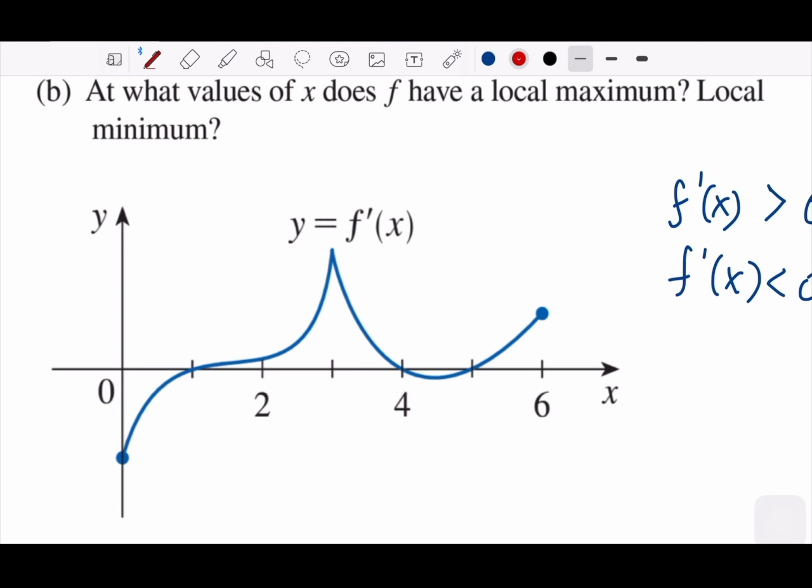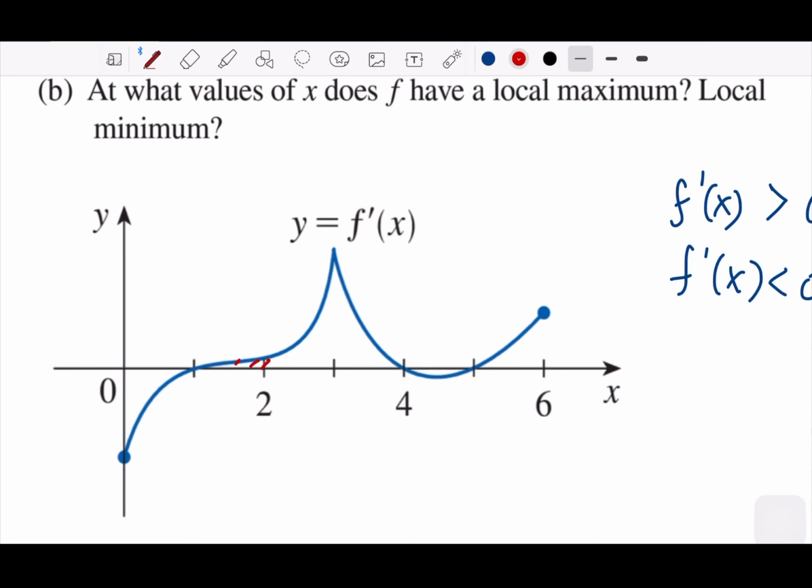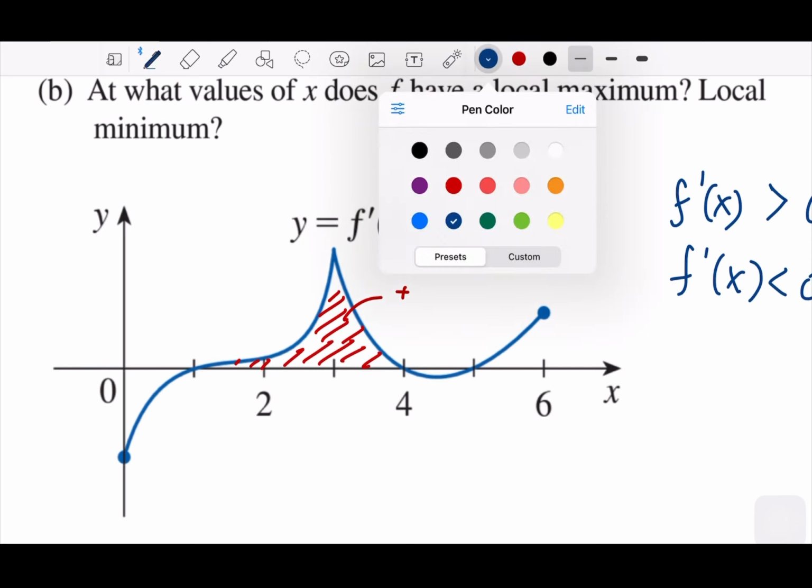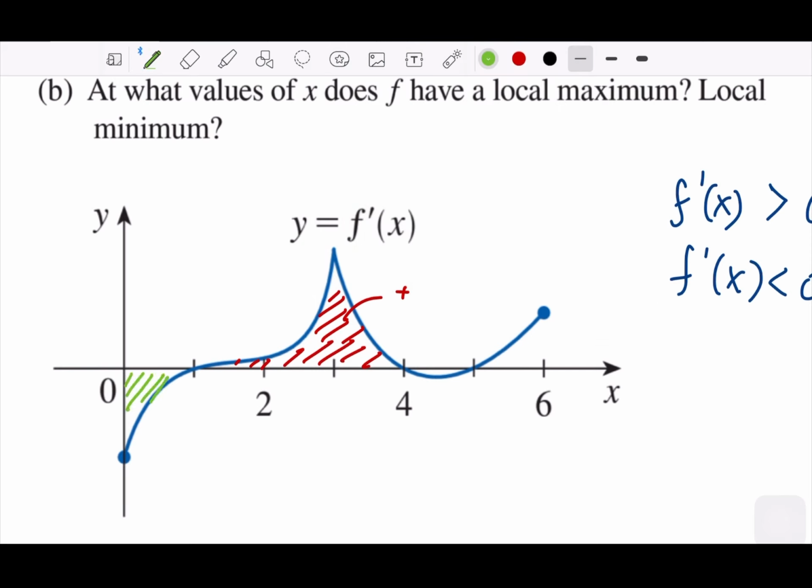Do you agree that above this x all is positive? Okay, great. So let me just take this area here. This is positive, and take this area here, the green one. This is negative, which means we can clearly see that from 1 to 4 it's increasing. From 0 to 1, decreasing. From 4 to 5 it's also decreasing.